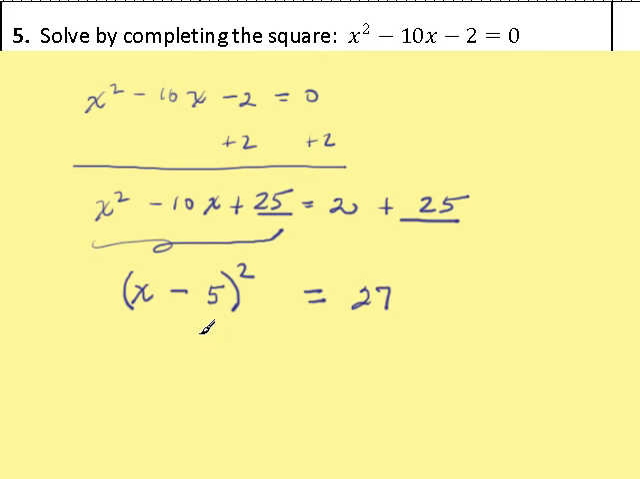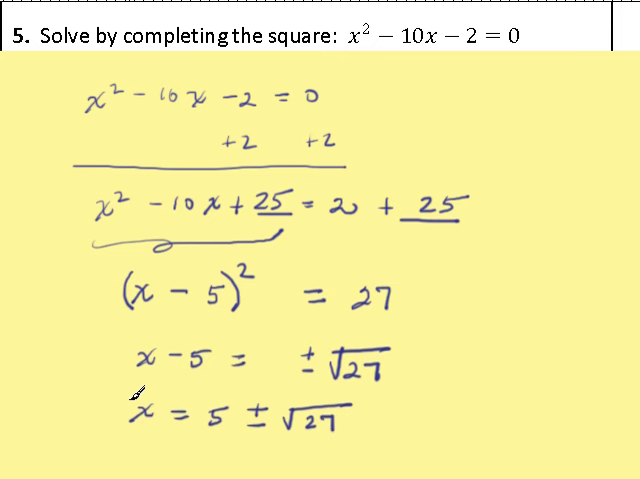So we're almost ready to solve. Just square root both sides. And we have x minus 5 equal. And don't forget the plus minus on the right, on the number side. Bring the minus 5 over as a 5, and we have x is equal to 5 plus or minus the square root of 27.